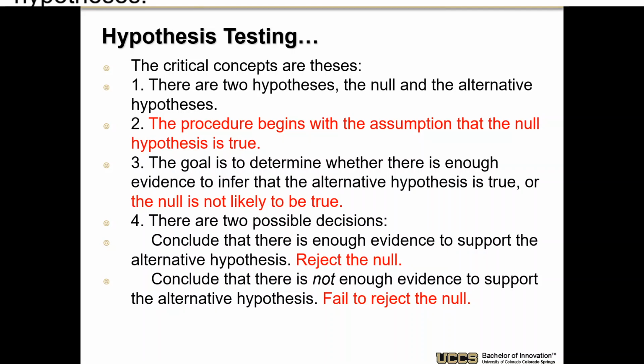And one of the problems we'll see is that a lot of people end up making a false dichotomy. So they write down a null assumption, and they say the alternative assumption is something that actually isn't the opposite. And then you get into all kinds of problems. We'll see an example in a bit. So there are two possible decisions. Conclude there's enough evidence to support the alternative hypothesis and reject the null hypothesis, or conclude there's not enough evidence to support the alternative hypothesis, and we fail to reject the null hypothesis.